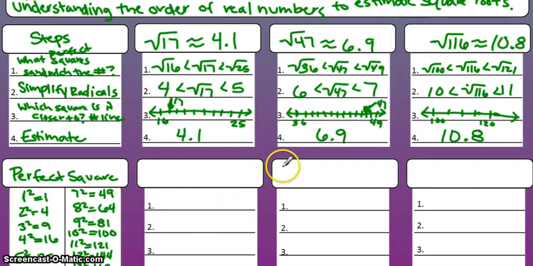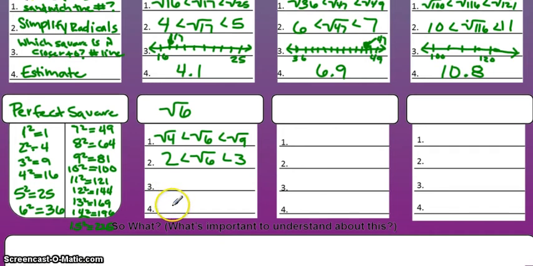Okay? We're going to do one more example. I know there's two more on here, but we're just going to do one more. Let's do the square root of 6. So the first thing is to find what two numbers it's between. It's between 4 and 9. So the square root of 4 is less than the square root of 6, which is less than the square root of 9. Okay, so 2, simplified, is less than the square root of 6, which is less than 3. So it has to be somewhere between 2 and 3. So our answer is going to have to be 2 point something.